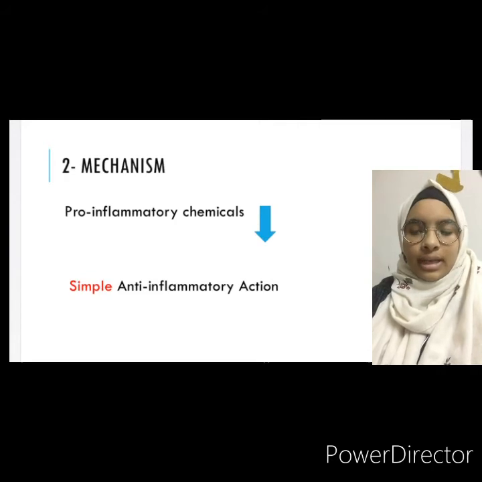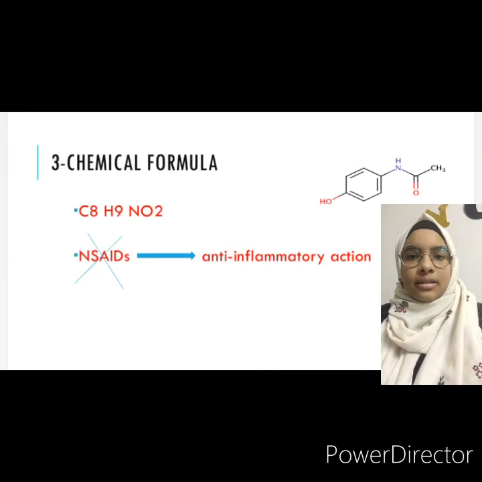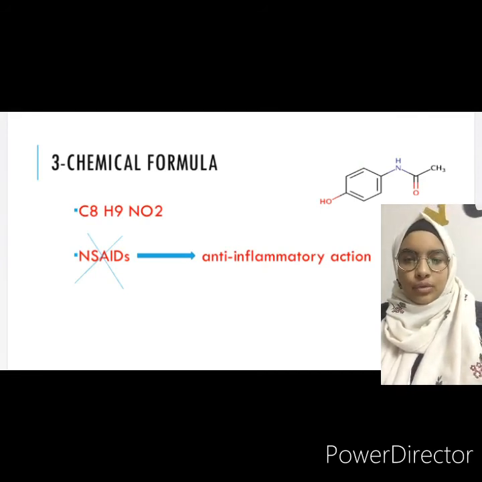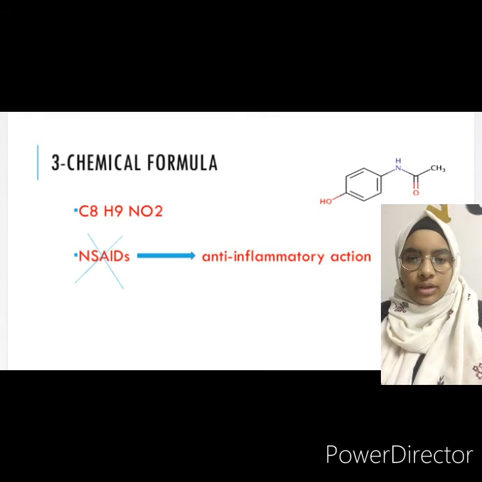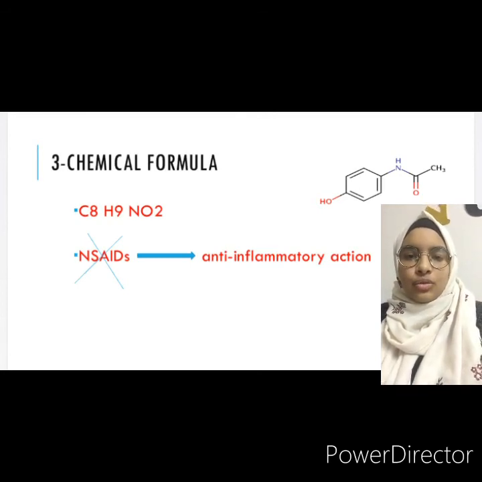Moving on to the mechanism of acetaminophen. Acetaminophen, as well as aspirin, reduces the production of prostaglandins, but unlike aspirin, it doesn't have much of an anti-inflammatory effect. Now let's discuss the chemical formula of acetaminophen, also known as paracetamol. It doesn't belong to the group NSAIDs because it has less of an anti-inflammatory effect. Its molecular formula is C8H9NO2.